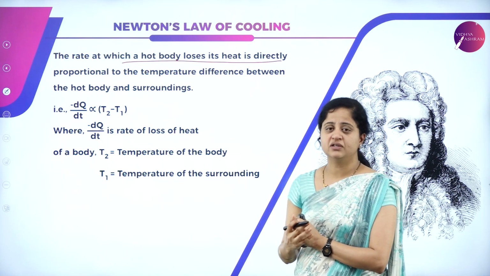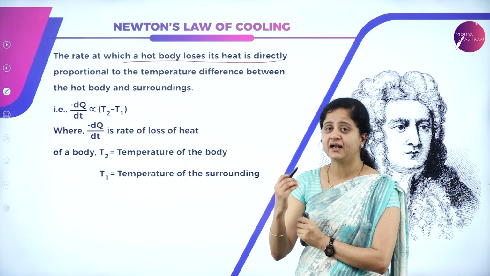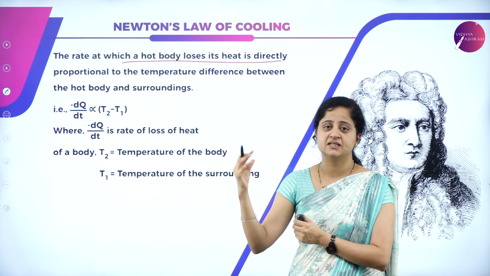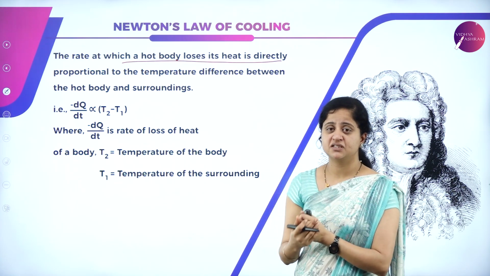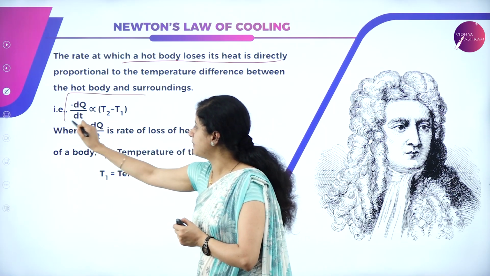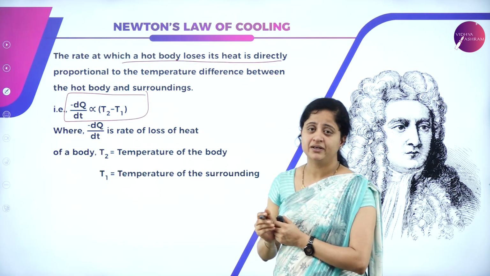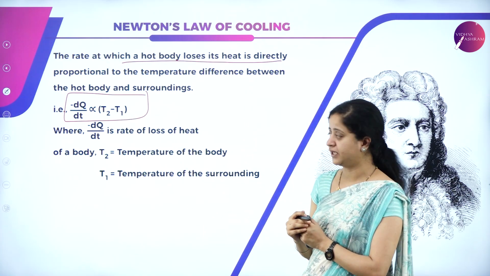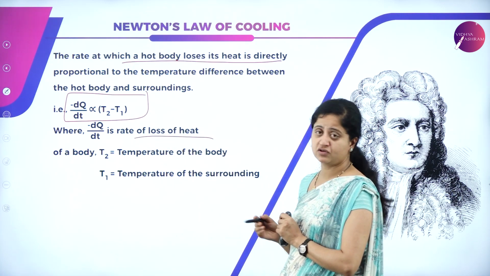So this Newton's law of cooling is also stating the same, that the rate at which, with respect to time, the hot body is losing its temperature is directly proportional to the difference in temperature between the hot body and the surroundings. It is given by the formula minus dq by dt is directly proportional to T2 minus T1, where the negative sign indicates that the heat is getting lost by the hot body.